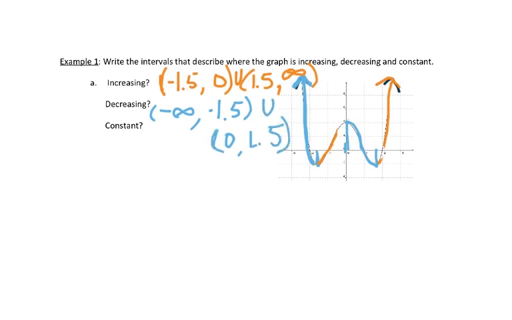And again, we could put a U between them. Now, constant we'll see in a minute, but this graph doesn't have anything that just goes straight across. So there's no constant.